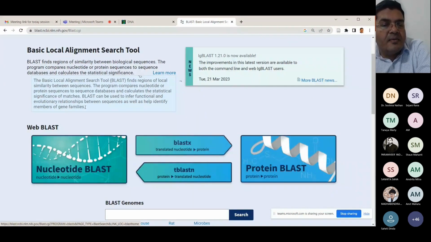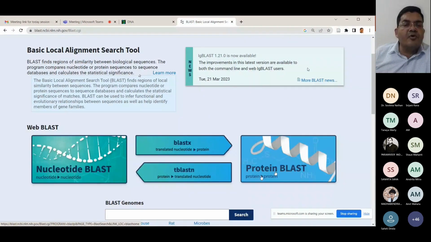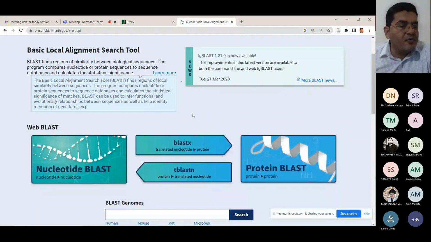And then you have TBLASTN, where you have a protein as your query, and you're looking at a translated nucleotide as your database. This is not something that we use commonly. What we most commonly use is either BLASTP or BLASTN, right? And if you talk of DNA, it has to be BLASTN.